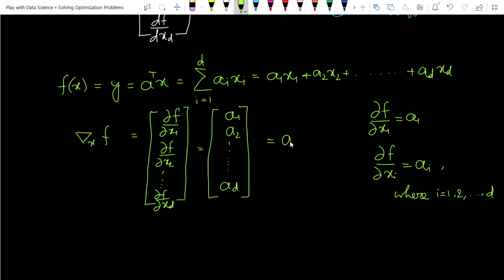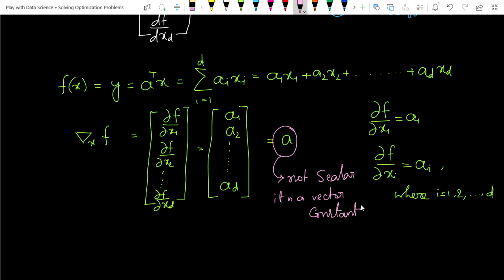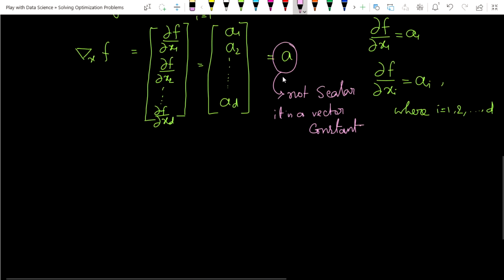So simply it is A. Here, this A is not a scalar. Here it is a vector. It is simply a vector, a vector constant. Don't confuse it. It is a simple vector, and it also belongs to our d-dimensional vector space.